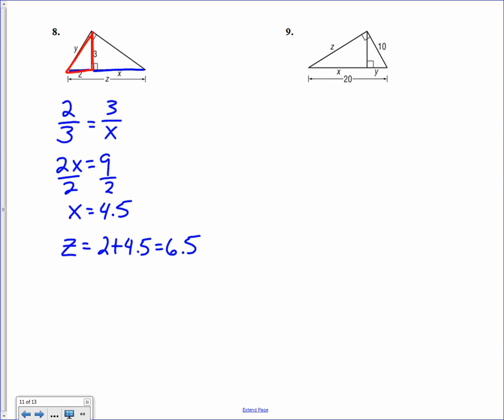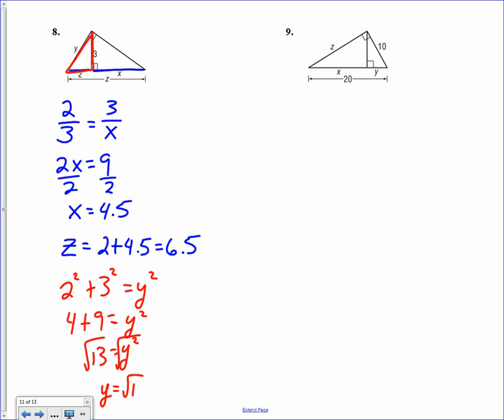And so we can use the Pythagorean theorem. 2 squared plus 3 squared equals y squared. We get 4 plus 9 is y squared. 4 plus 9 is 13. 13 is a prime number, so we get y is the square root of 13. And we are done with that problem. We've solved for x, y, and z.